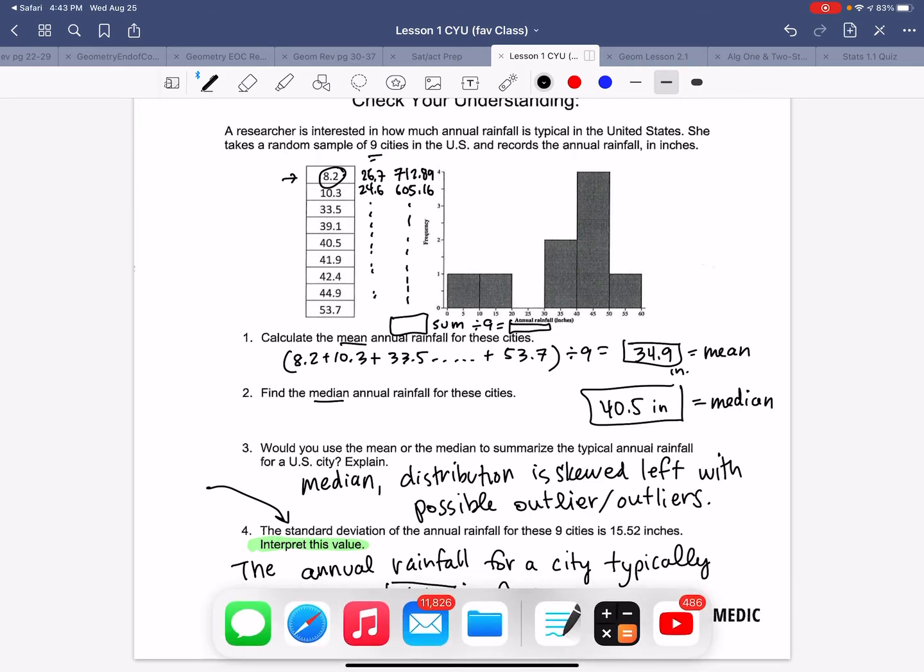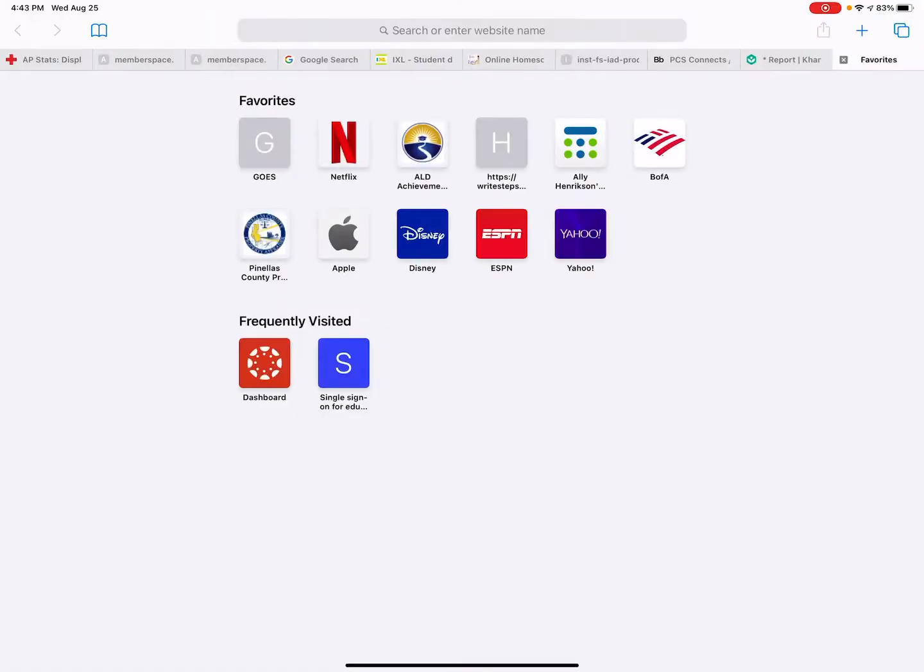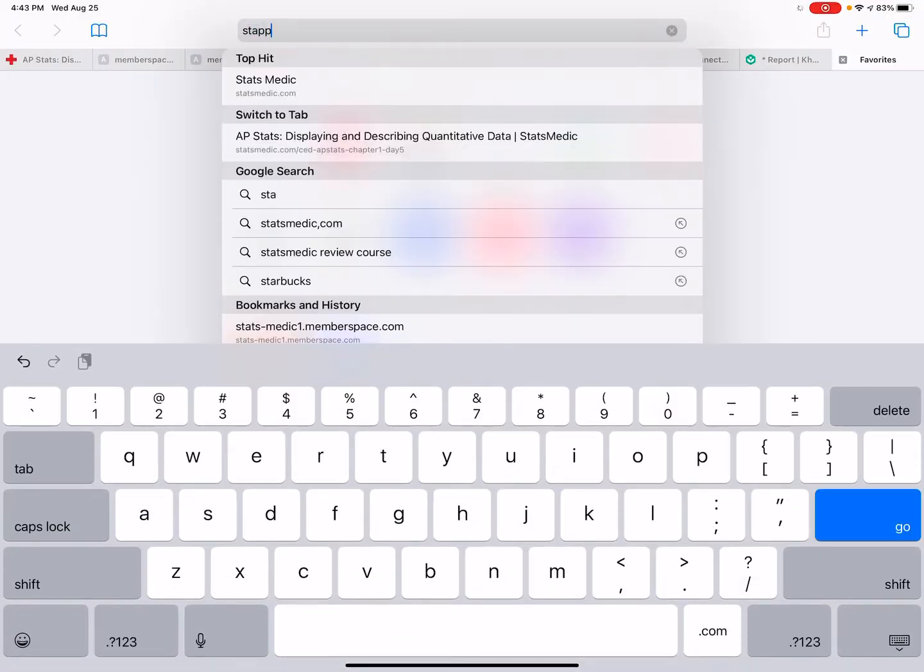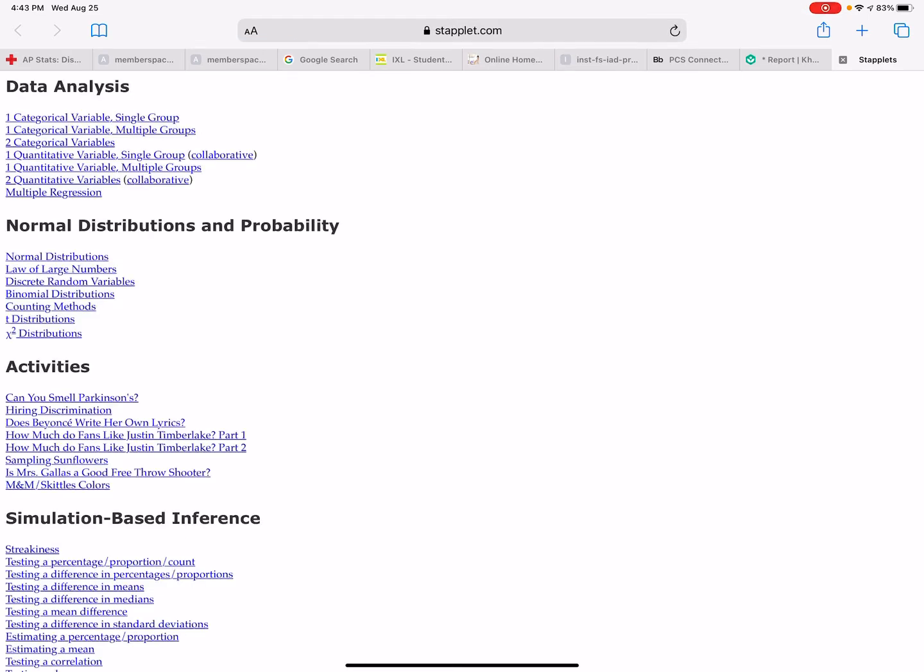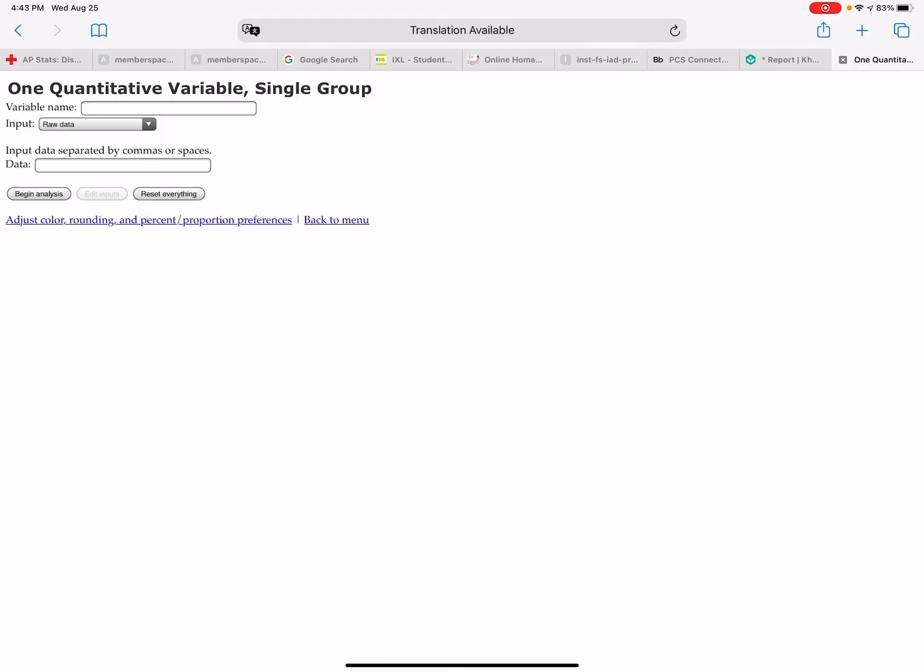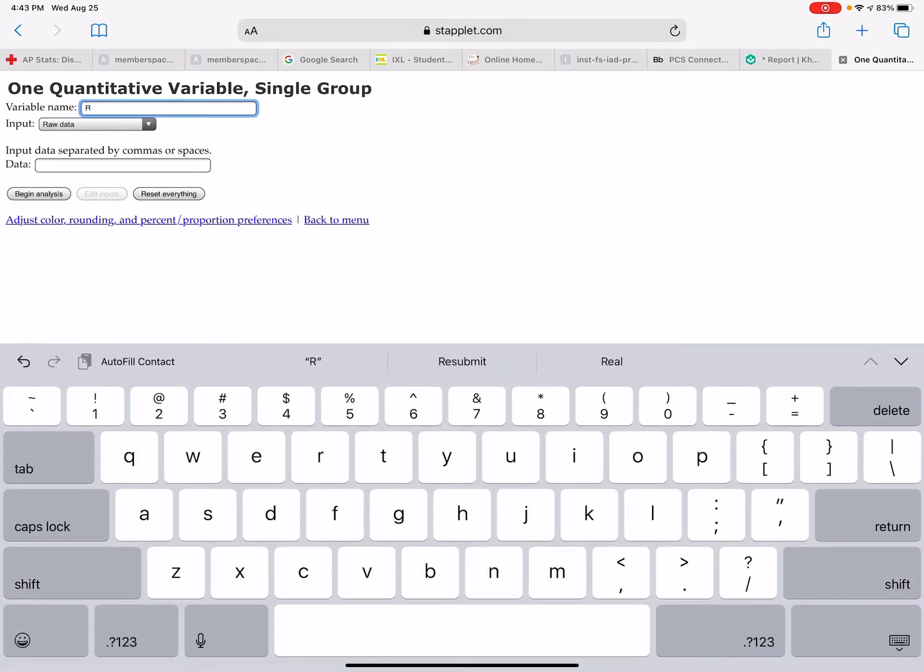Okay, so let's use some software now. Let's see, we'll go to Statlet. Yep, okay. And this is definitely a quantitative variable, 1 group. So this is our rainfall.